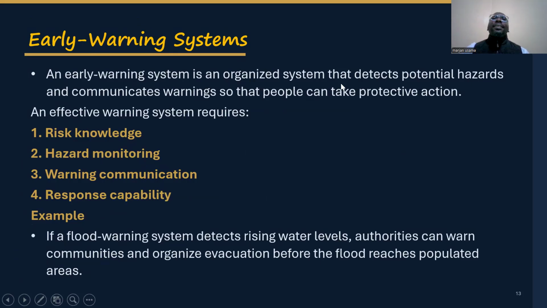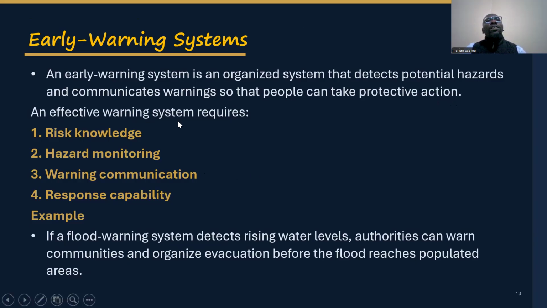It's an organized system that detects potential hazards and communicates warnings so that people can take protective action. With AI technology, many countries have integrated AI into their systems. So the AI can help to detect fire, heavy rainfalls, and can help to detect earthquakes even before they occur, so people can take the necessary action.